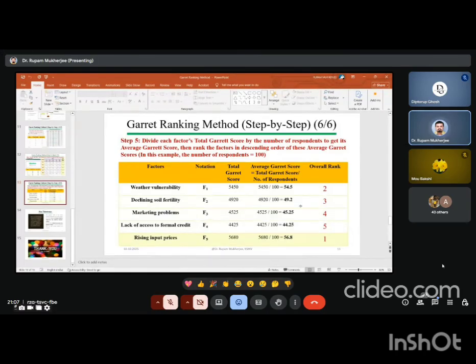And you can see there is a very close contest between the third, fourth, and fifth. You can get the Garrett score values. You can easily understand these are very close contestants. Just like in our class, first, second, third, fourth, fifth, sometimes we get the third, fourth, fifth positions very alike. They are coming very close to each other. So this is the way by which you can make the overall ranking of the factors. Am I clear to all?